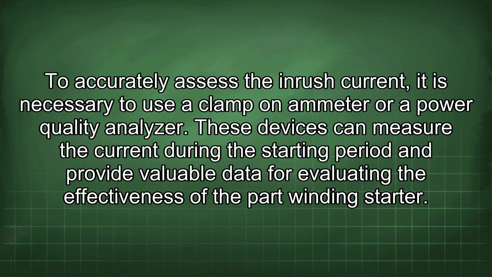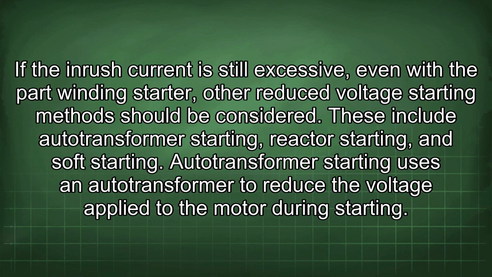To accurately assess the inrush current, it is necessary to use a clamp-on ammeter or a power quality analyzer. These devices can measure the current during the starting period and provide valuable data for evaluating the effectiveness of the part winding starter. If the inrush current is still excessive, even with the part winding starter, other reduced voltage starting methods should be considered. These include auto transformer starting, reactor starting, and soft starting.